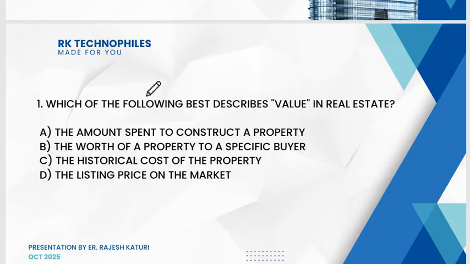So the first one: which of the following best describes the value in real estate? The options are here. The amount spent to construct a property, the worth of a property to a specific buyer, the historical cost of the property, and the listing price on the market. So which suits the best definition for the value?